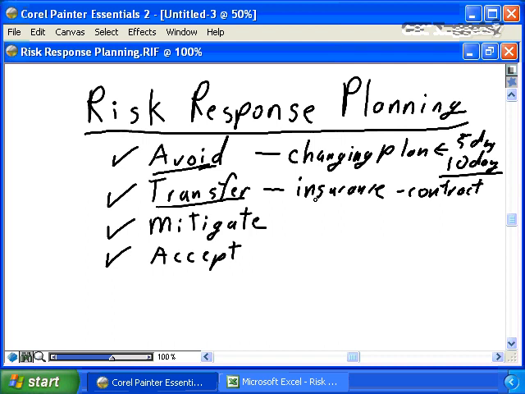There will be instances where you simply can't eliminate the risk, where the nature of the project or the nature of the risk says there's no way I can change my plan to avoid it, or no way I can change the plan to transfer, no way I can buy insurance, or no way I can contract out. So then you're going to take the appropriate actions to mitigate. What can you do to lessen the impact?